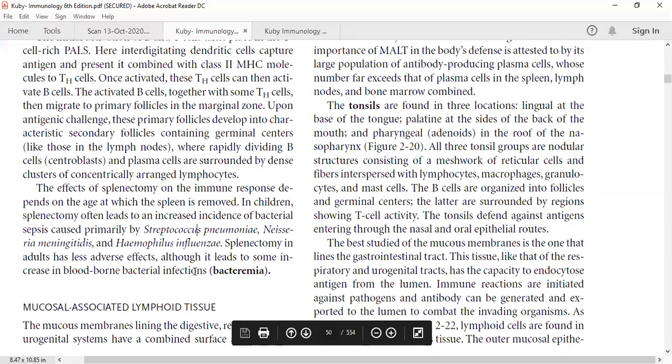If you remove the spleen in an adult, why so? Why is there a difference between a child and an adult in the responses if you remove the spleen? They should have the same responses, right?